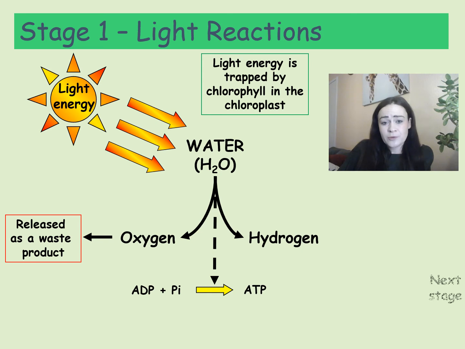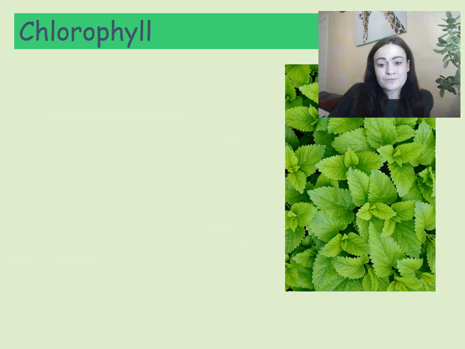Now through this process, we also generate some ATP molecules. You should remember from Unit 1 Key Area 6 that ATP is the energy storing molecule. So what's happened is we've split up water and we've actually converted that light energy into chemical energy. So that ATP is also going to be used in carbon fixation to help generate the glucose.